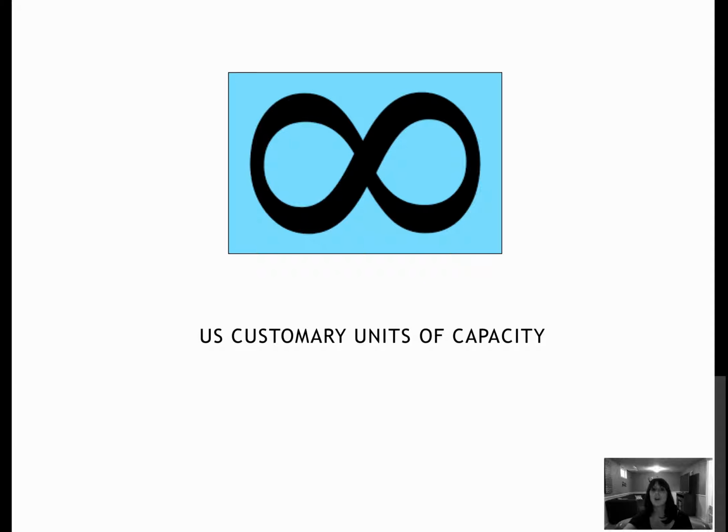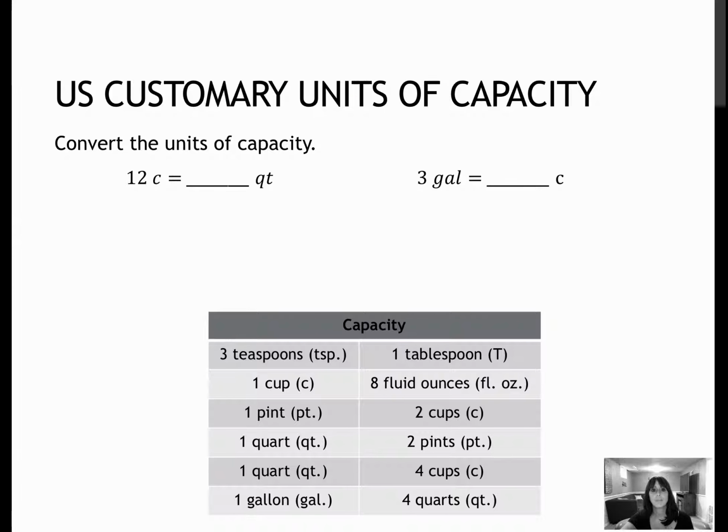This lesson is on the U.S. customary units of capacity. Let's try a couple of capacity questions. So 12 cups to how many quarts? Again, we're looking at all of the different capacities that we have here in the U.S., which is a little bit out of control. But these obviously come into play quite often, especially if you do a lot of baking.